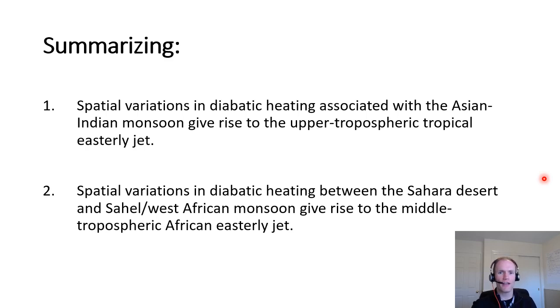Whereas over Africa, strong heating over the Sahara has the same impact, leads to relatively high heights over the Sahara Desert in the mid-troposphere rather than the upper troposphere, because this heating is driven more by sensible heating than by a combination of sensible heating and latent heating with thunderstorms, as we see with the Asian monsoon. And so equatorward of that anticyclone, we see easterly flow, which is what we characterize as the African easterly jet.